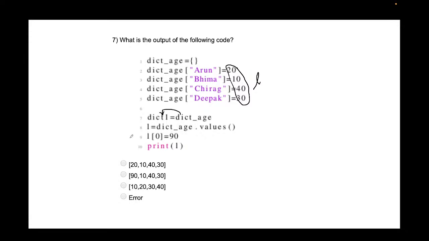Then at line 9, we are changing the first element in the list L to 90. Then we are printing L. So what will it show? What will be the print statement's output?